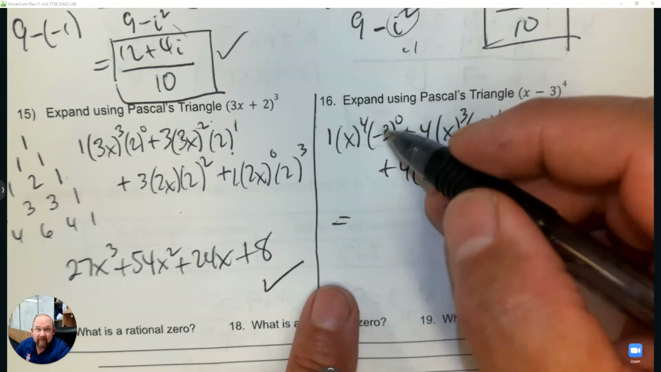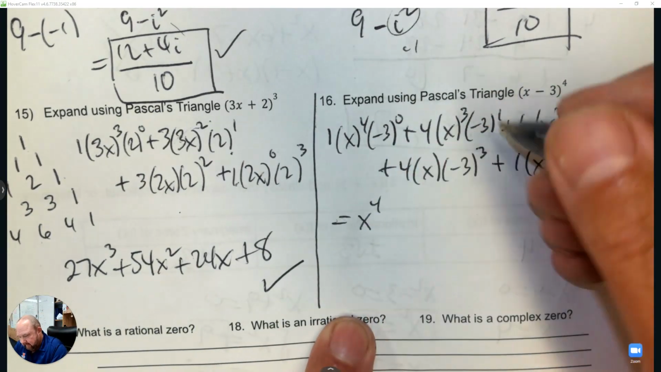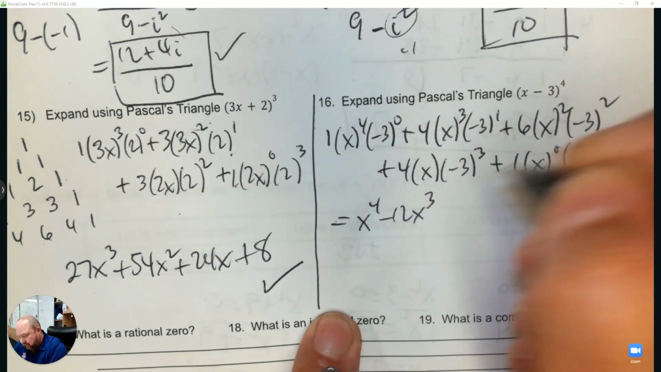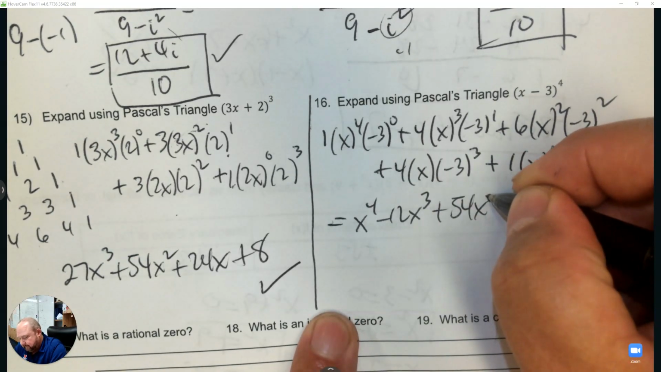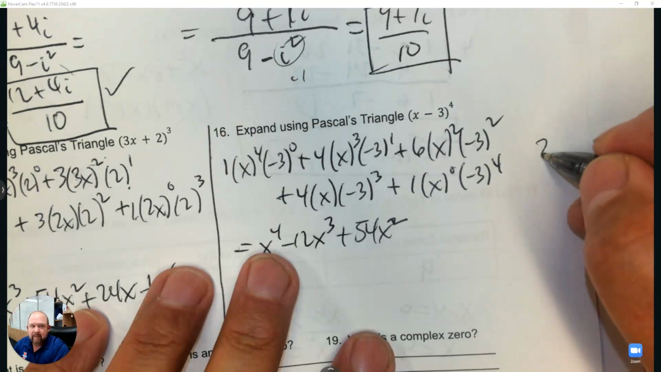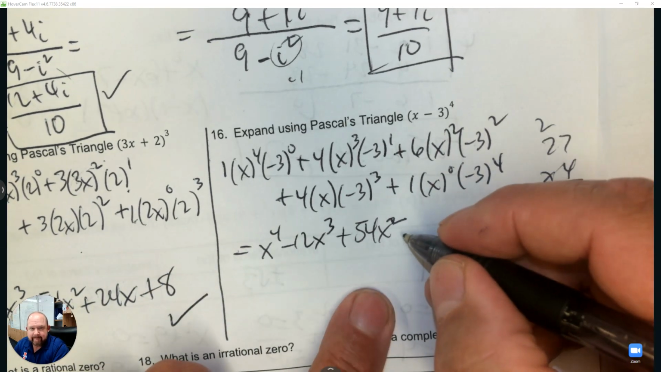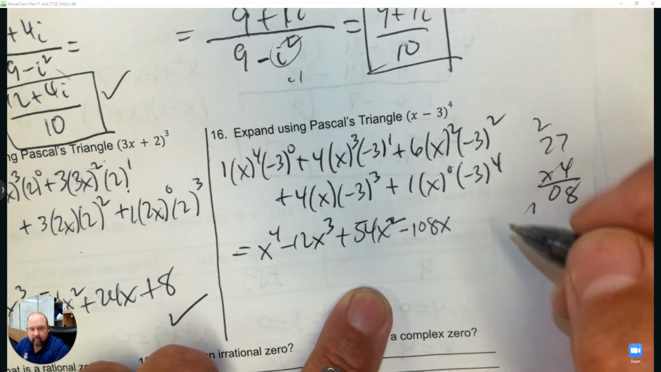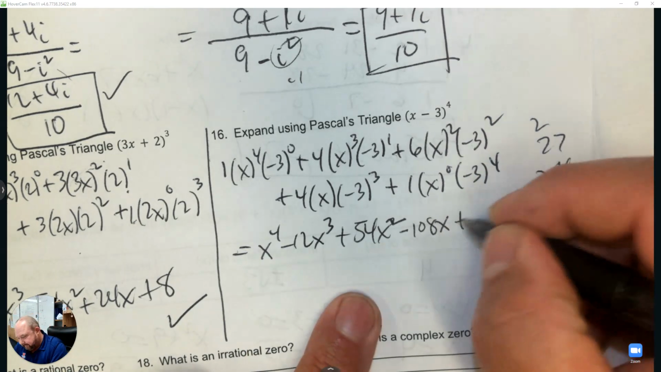So any base to the exponent 0 is always equal to 1. So it's just x to the 4th. Negative 3 to the 1 is negative 3 times 4. That's negative 12x cubed. This is 9 times 6, that's 54x squared. That's 27 times 4, might be a little bit out of my brain right now. That's 108. That's negative with the odd exponent. And then negative 3 to the 4, that's 81. Done.